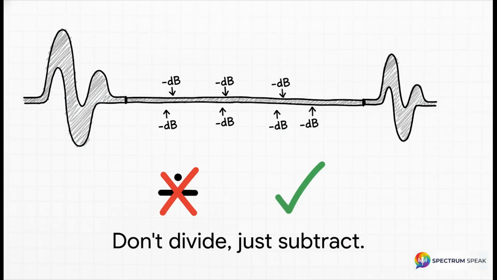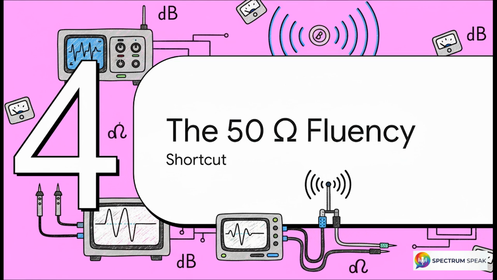And division? Forget about it. If a cable has some loss, you don't divide, you just subtract the loss in dB. This makes calculating what's happening in an entire system incredibly fast and intuitive. Okay, now for the single most important, practical, real-world shortcut you will ever learn as an EMC engineer. If you work with test equipment, what's coming next will save you a ridiculous amount of time in the lab.